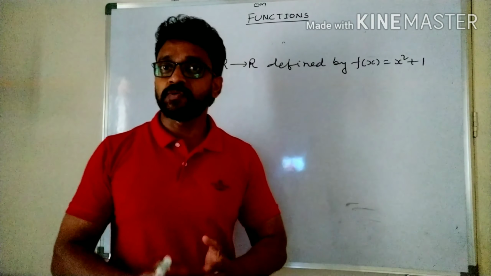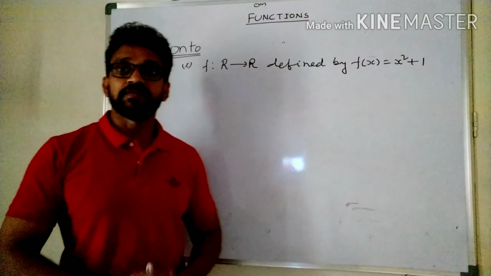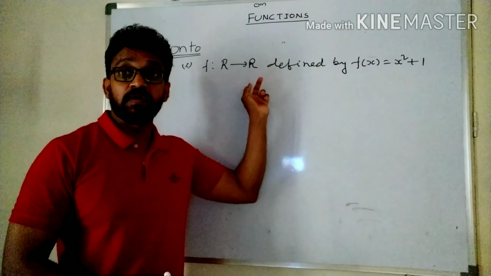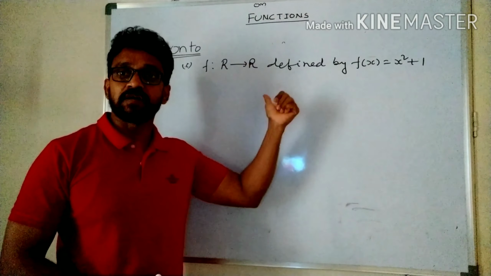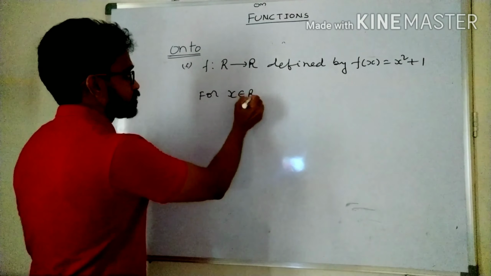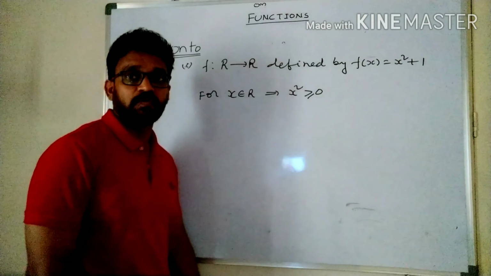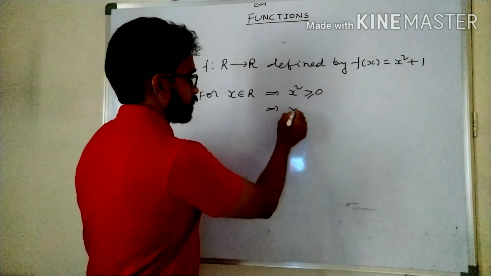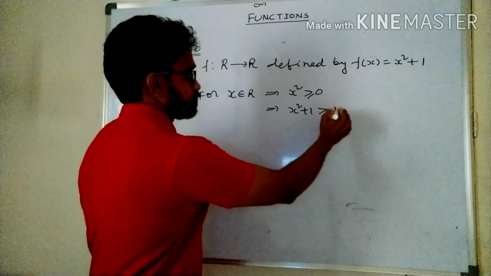Now you will try to identify what the range of this function is. Immediately you should observe what the domain of the function is. Very clear, the domain is the set of all real numbers. Now we will try to identify the range of this function. Okay, for x belongs to R, it implies x square is greater than or equal to 0, always non-negative. That implies, very clear, x square plus 1 is greater than or equal to 1.